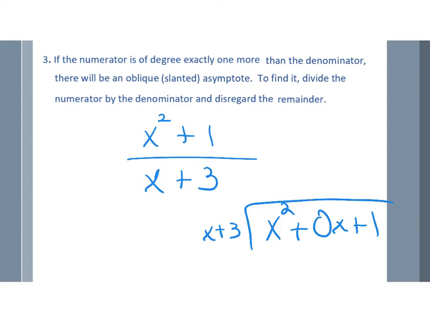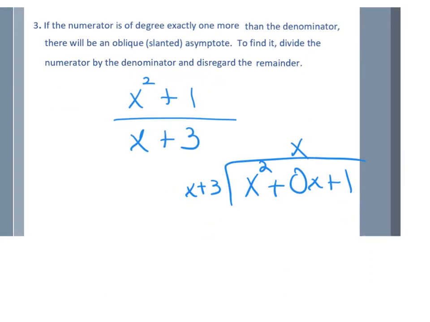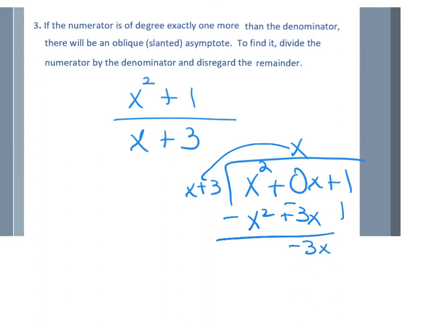So again, what am I going to multiply x by to make it x squared? I'm going to multiply it by x. So x times x gives me x squared. x times the 3 gives me 3x. You have to do long division. So then now I flip the signs. So then I get negative 3x. Drop down the 1. What am I going to multiply x by to make it negative 3x? Negative 3. So negative 3x minus 9.